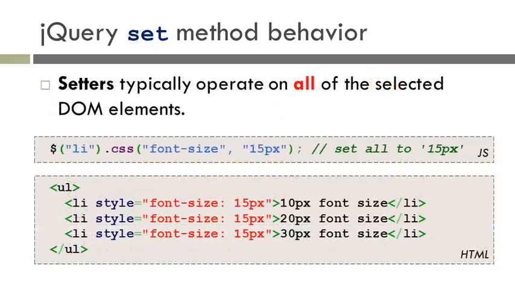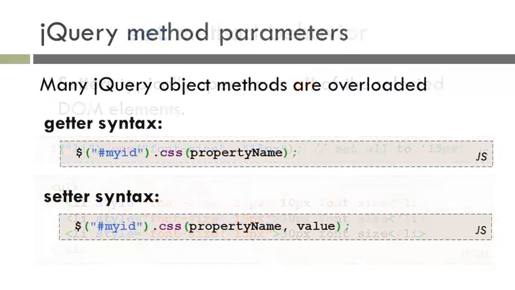A jQuery set occurs when both the property name and the value are passed into the function. On a set, all of the selected DOM objects are affected, unlike a get where that is only the first element in the list. Many jQuery object methods are overloaded and the same method works in different fashions. As we have seen, a getter only takes a property name while the setter takes a property name and the value.